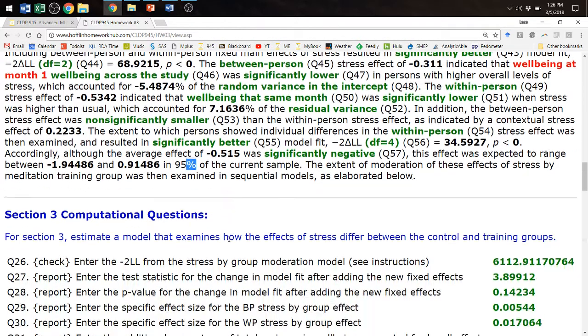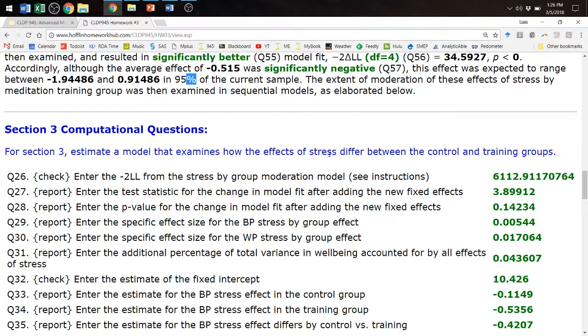Okie dokie. So then we examined how the effects of stress differ between control and training groups. So we're examining moderation of the effect of stress at both levels by group.